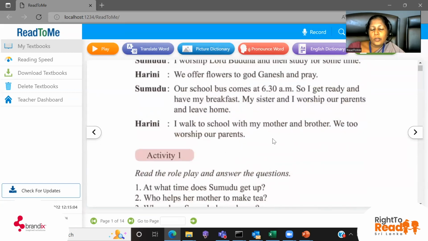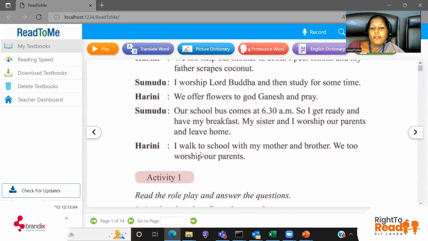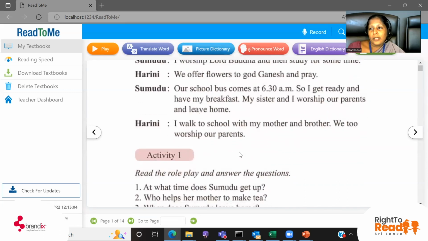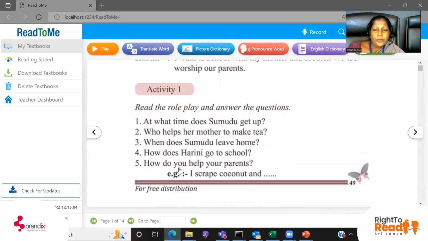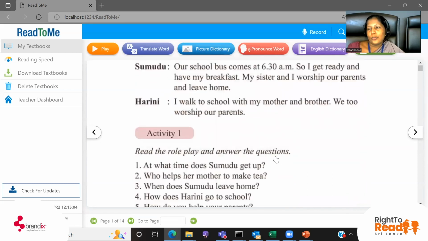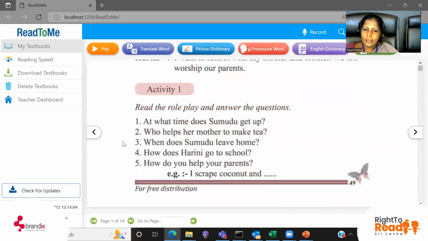So here in the book it says that I walk to school. So that means Harini walks to school, right? Yes. How do you help your parents? So that is of course an open-ended question for you all. Are you helping your mother and father? Yes. How do you help your parents?